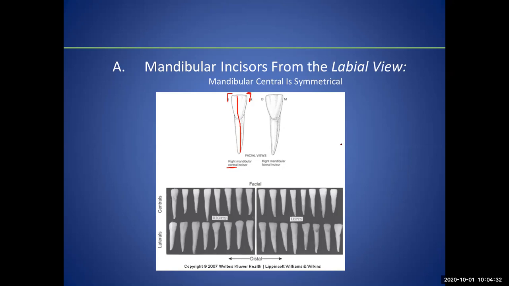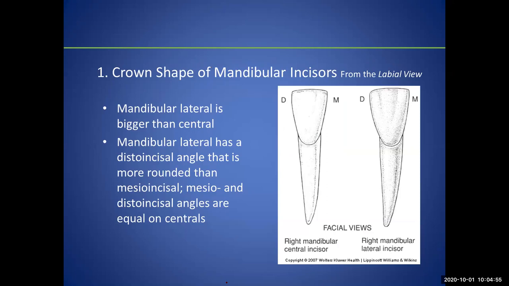Having said that, I will never ask you, is this a mandibular anterior central right or a mandibular anterior central left, unless you've got the lateral incisor to compare it to. Because you can't tell the difference. They're so similar, the central incisors.